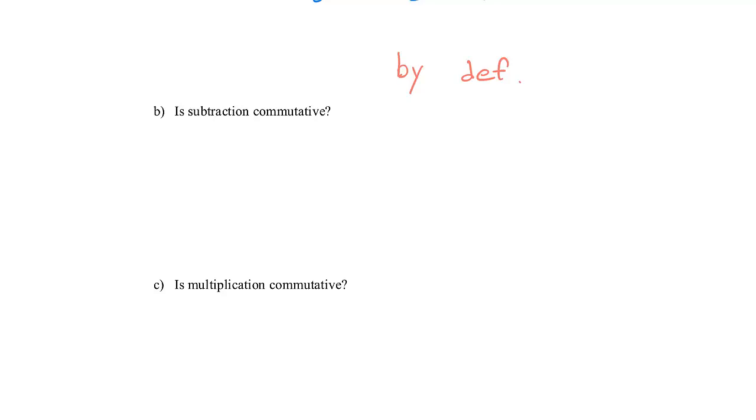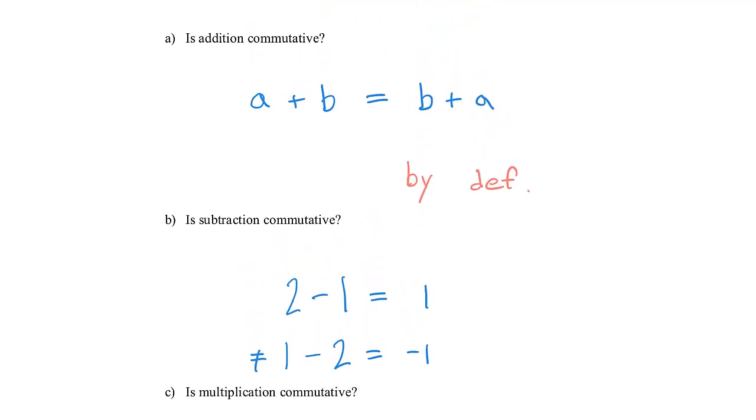Is subtraction commutative? Well, this one, maybe not, because we can do like 2 minus 1 is actually not the same as 1 minus 2. 2 minus 1 is 1, but 1 minus 2 is negative 1. So the top expression is not equal to the bottom expression. So is addition commutative? We say yes. Is subtraction commutative? We say no.